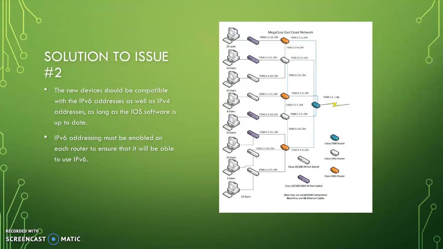Now IP version 6, the best way to upgrade this is to make sure your iOS software is up to date. Currently, the latest version of iOS software is compatible with IP version 4 and IP version 6. However, the IP version 6 will not be working on any ports unless you go through and enable it on all of the routers. So in this case, you would have to go through, put in the command to enable it to make sure that it is compatible with both.